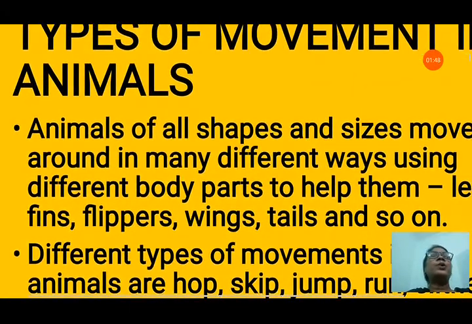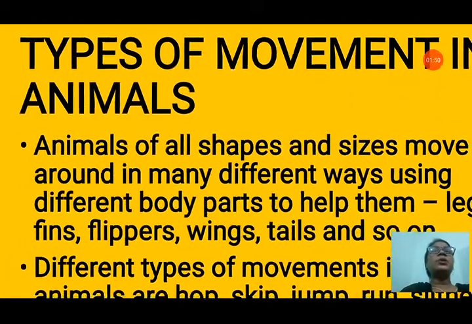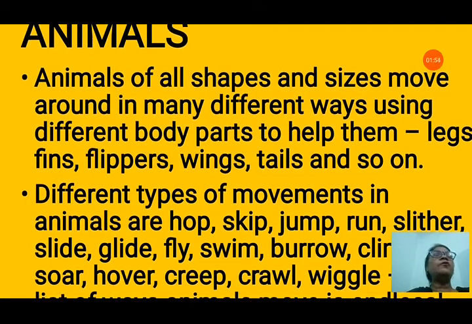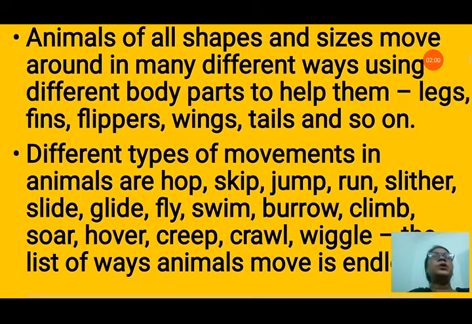Now, types of movement. There are different types of movement in animals. Animals of all shapes and sizes move around in many different ways, using different body parts to help them: legs, fins, flippers, wings, tails and so on. Different animals use different body parts to move.